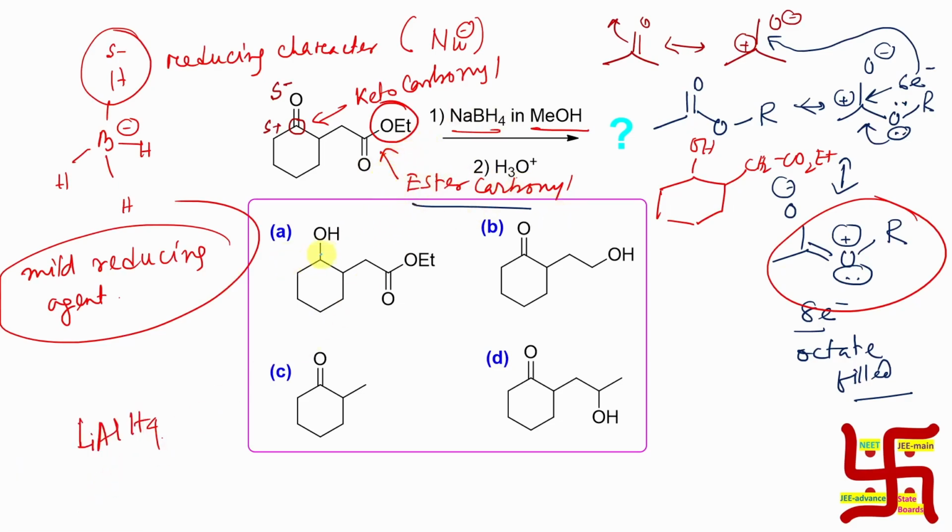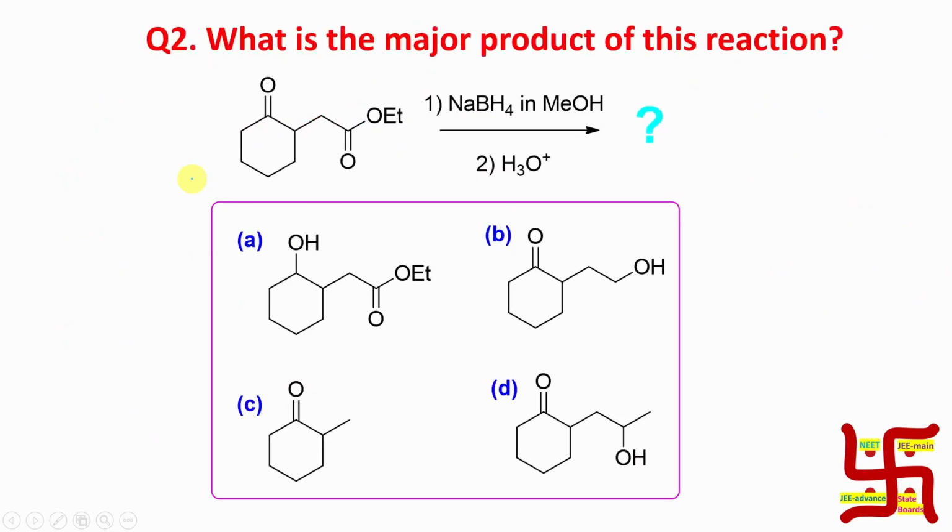So the option will be only this reduced one. So option A, I guess. Option B not possible as ester also reduced. Option C for decarboxylation, no, not even possible. If you look at option D, only ester reduced, not carbonyl, no, that also is not possible because this ketocarbonyl is far more reactive or electrophilic compared to the ester carbonyl. So overall the answer in today's problem is option A.